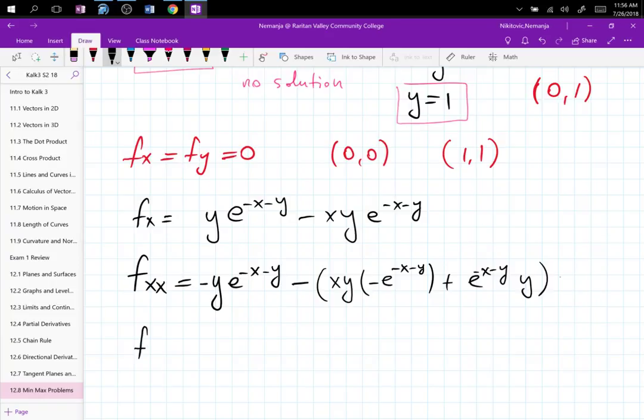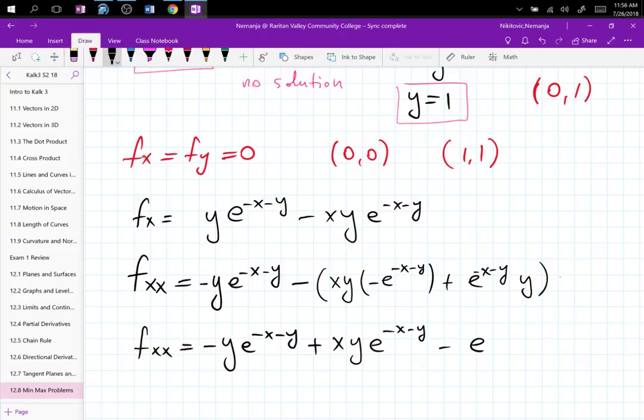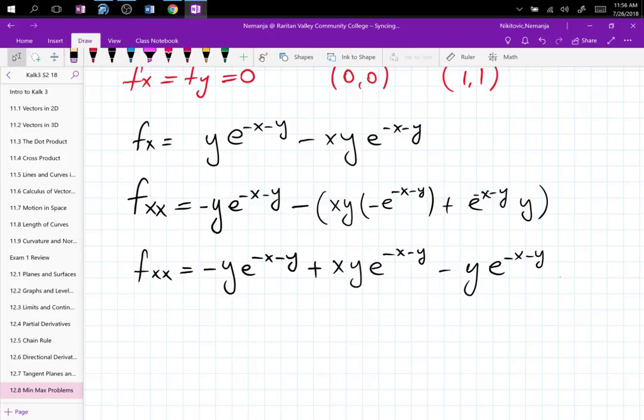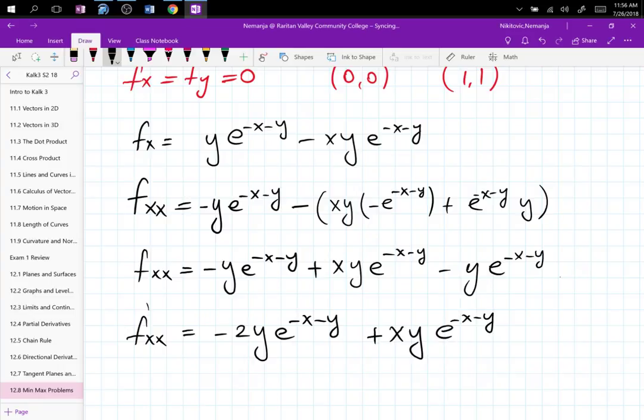And now we simplify. So minus y e minus x minus y, plus x y e minus x minus y, minus y e minus x minus y. There we go. So now these guys combine. We have negative 2y e negative x negative y plus xy e negative x negative y. Oh, this is awesome.